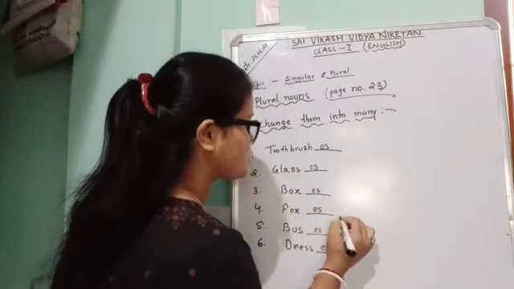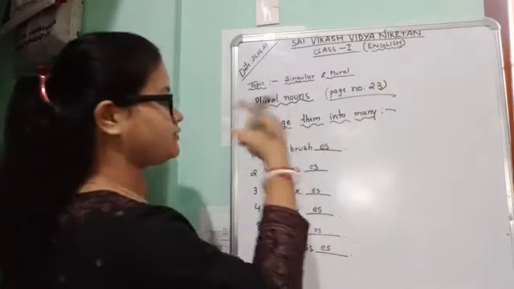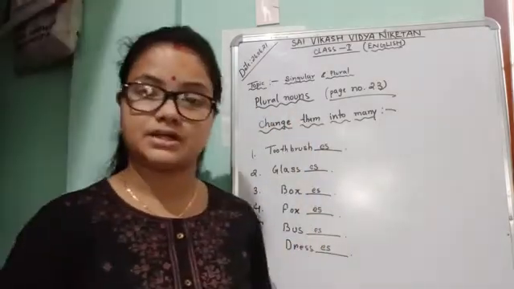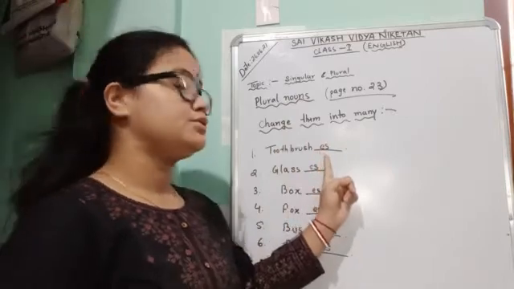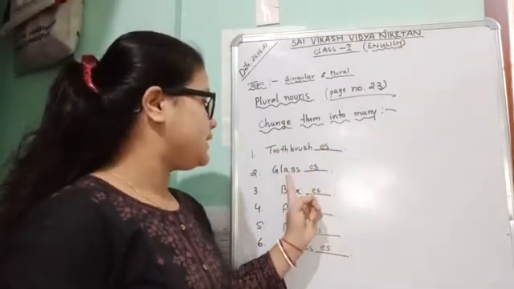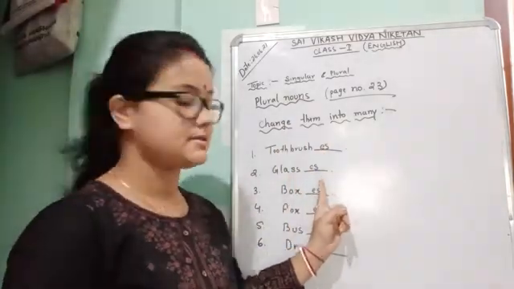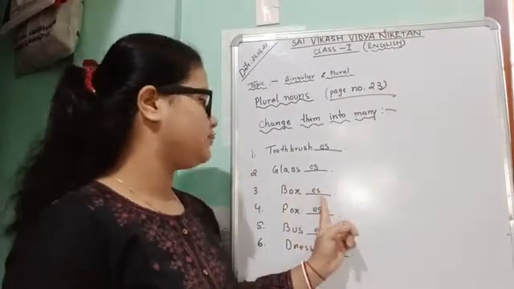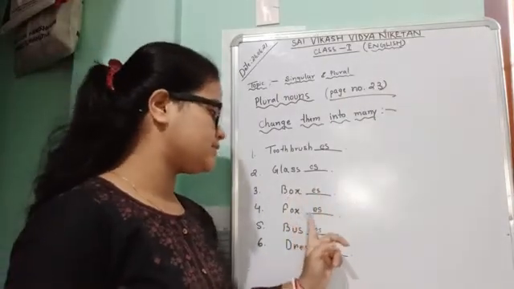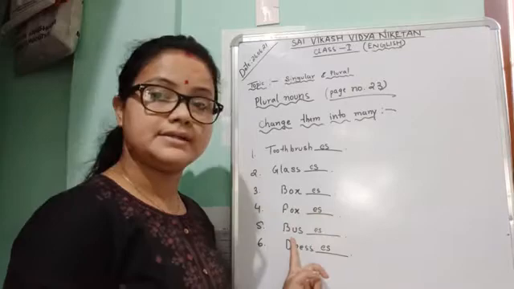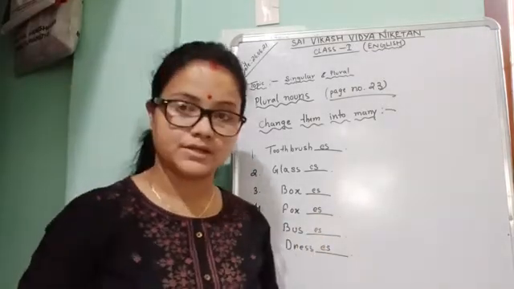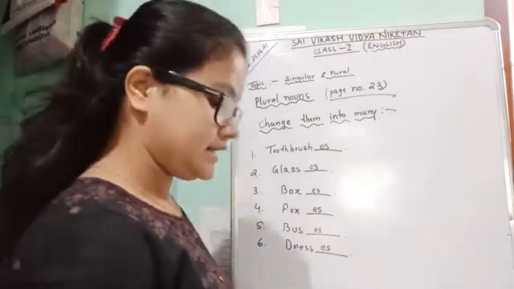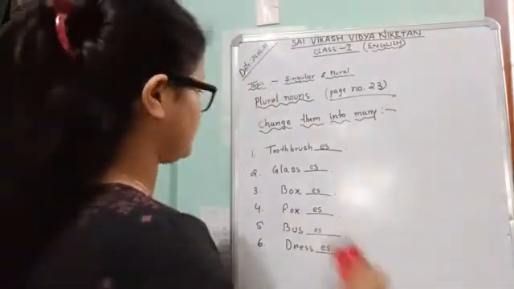As I told you, for some plural nouns we have to add es to the nouns. These are the examples. Toothbrush, toothbrushes. Glass, glasses. Box, boxes. Fox, foxes. Bus, buses. Dress, dresses. These are the few examples of adding es to the nouns.